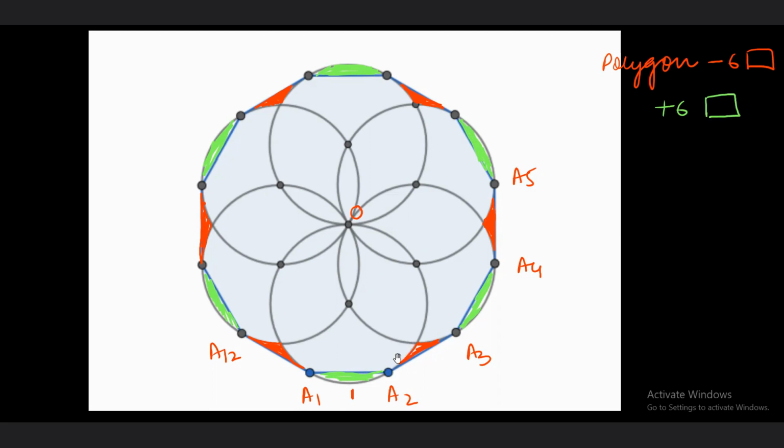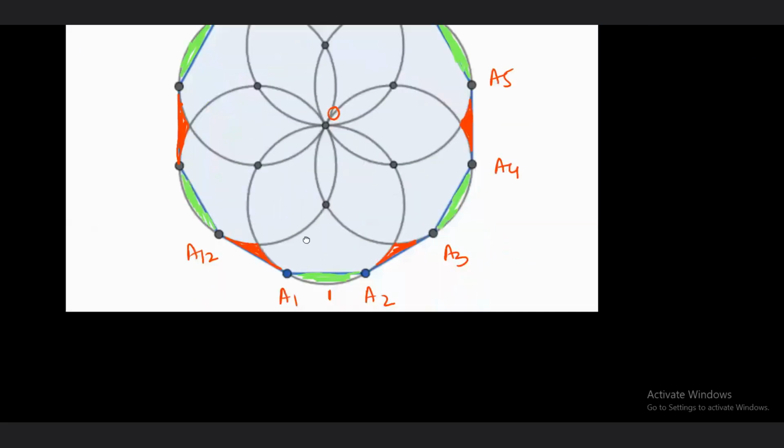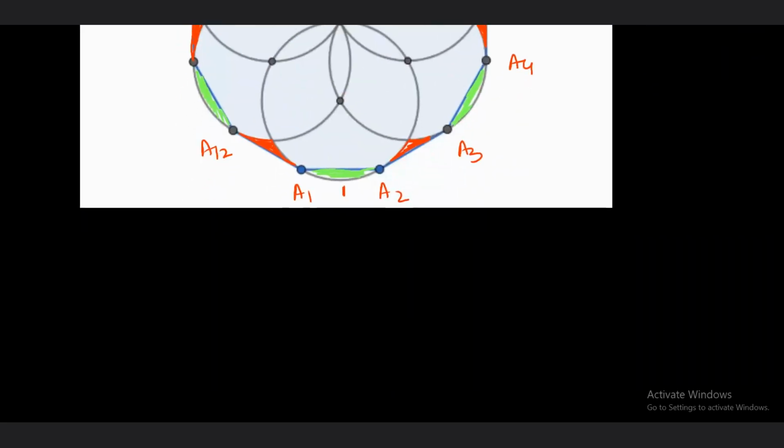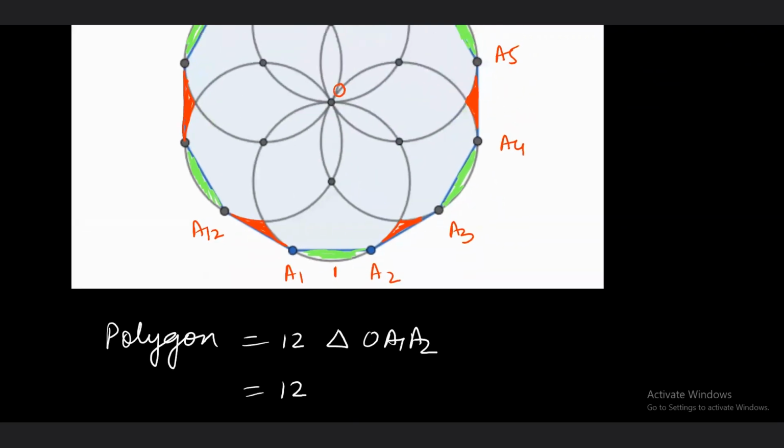Okay, fine. Let us start with the area of the polygon first of all. Because it is a regular polygon, I can say that the area of the polygon will be equal to 12 times the area of triangle OA1A2. What is the area of triangle OA1A2? That we can easily identify. Because it's a regular dodecagon, each side makes an angle of pi by 6 at the center of the circle. So this angle is pi by 6.